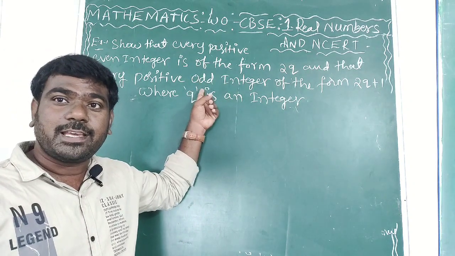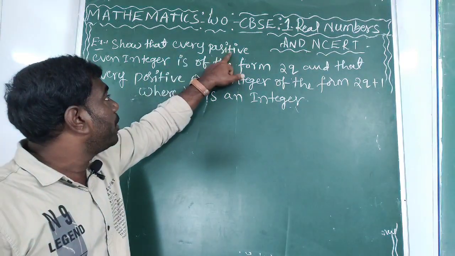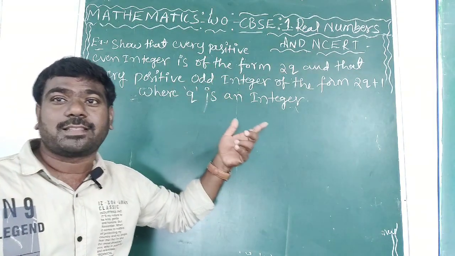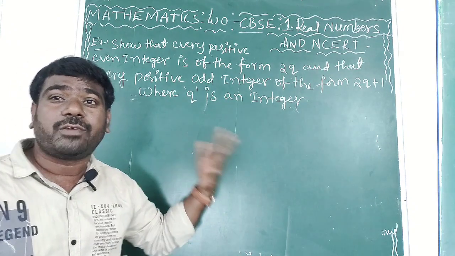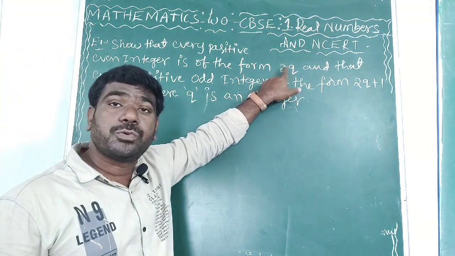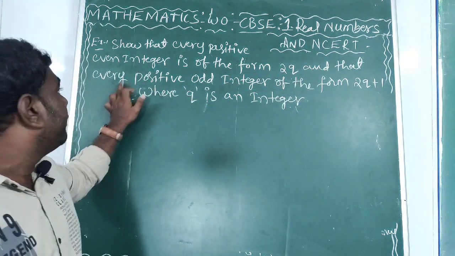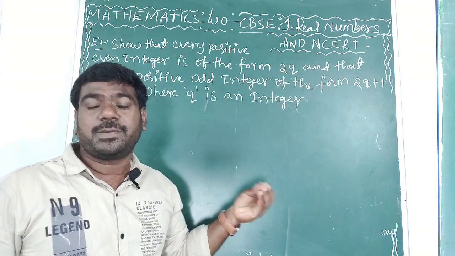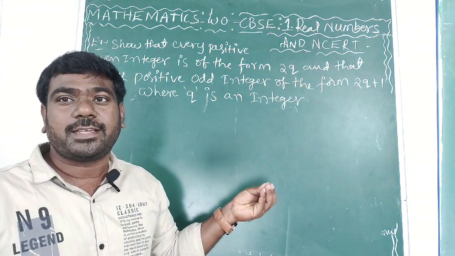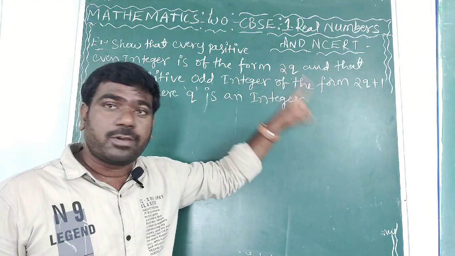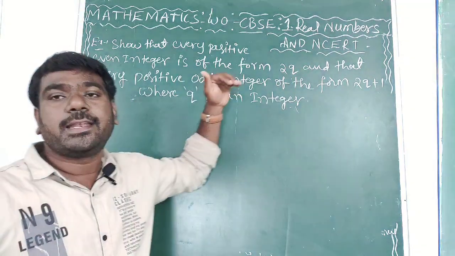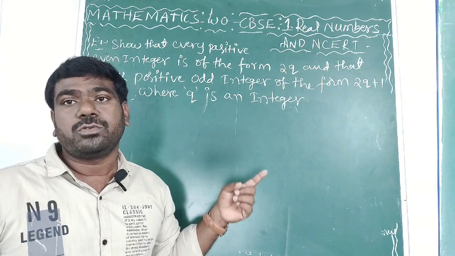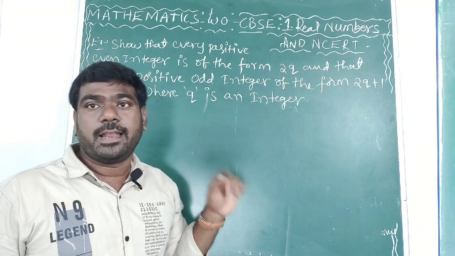Here, what is given? Every positive even integer is of the form, meaning even numbers. The generalization form of even numbers should be 2q, and every positive odd integer, meaning odd numbers, the general form should be 2q plus 1, where q is an integer. This statement we have to prove by using Euclid division lemma.